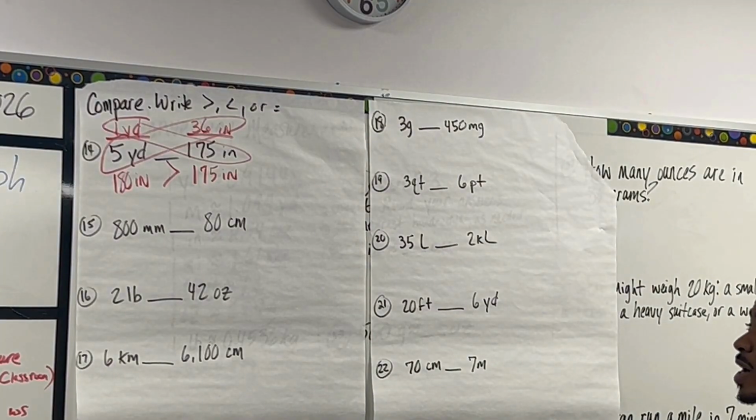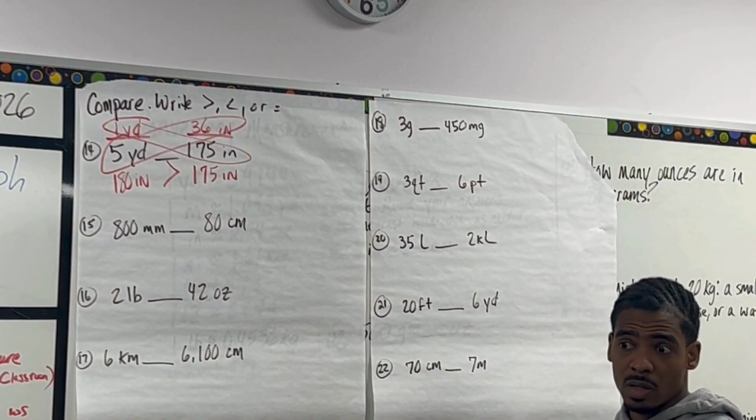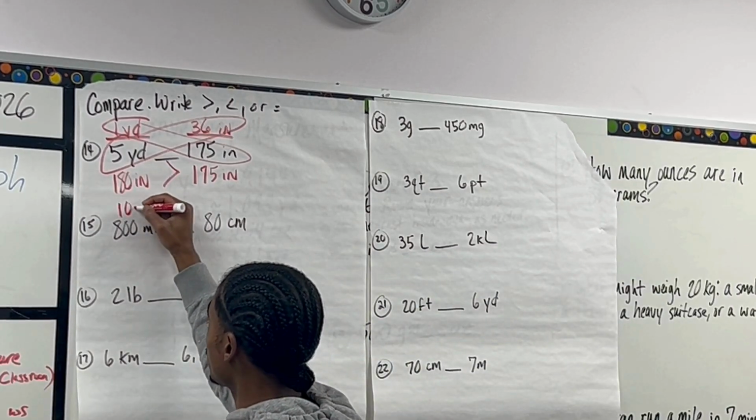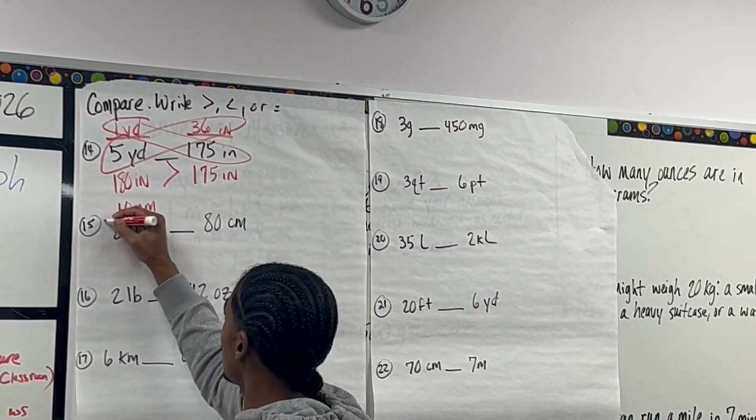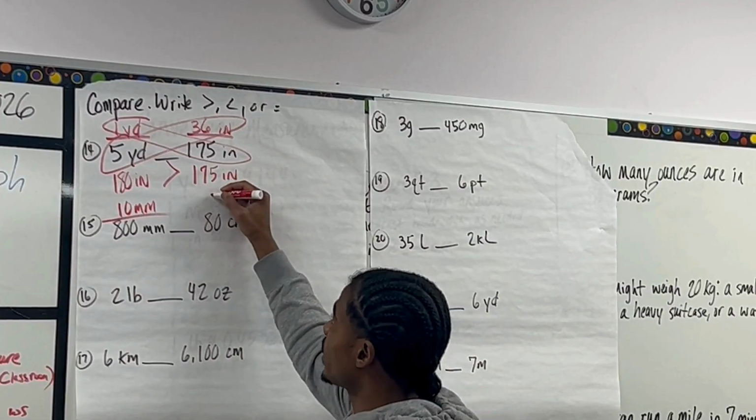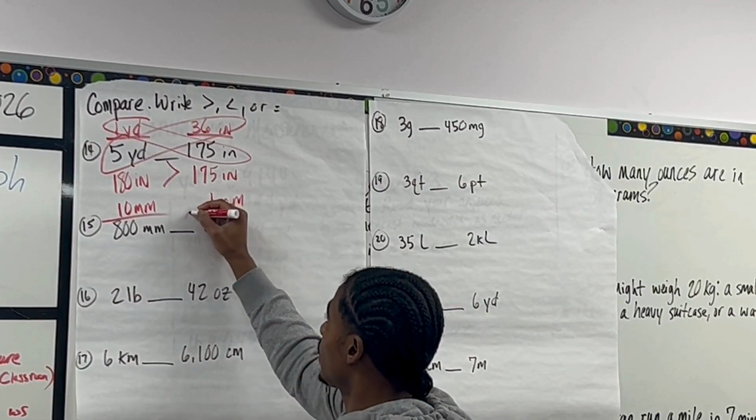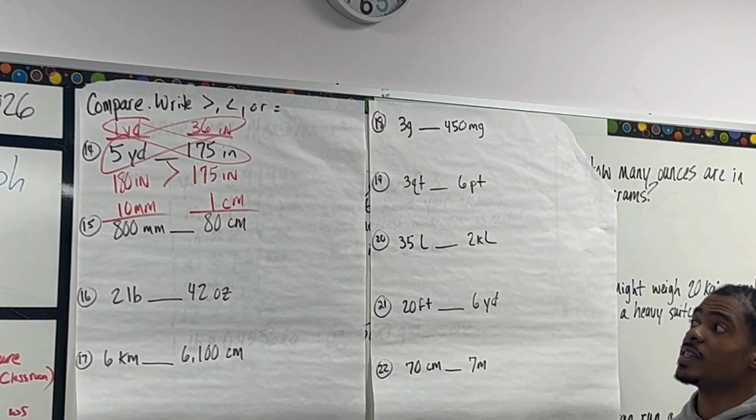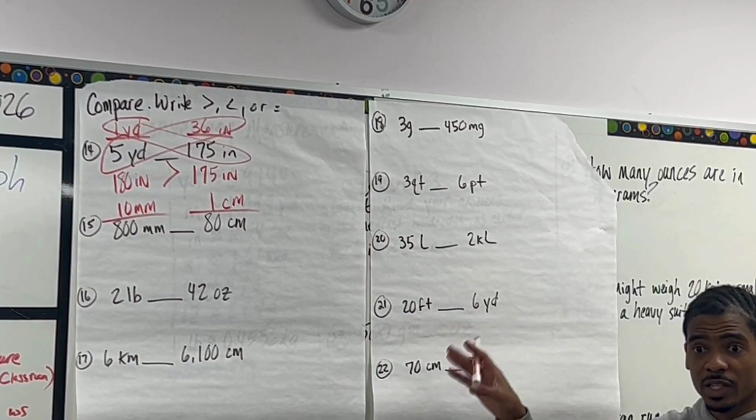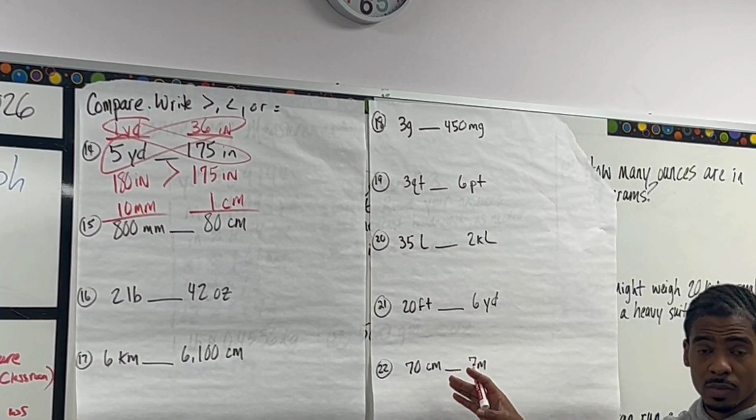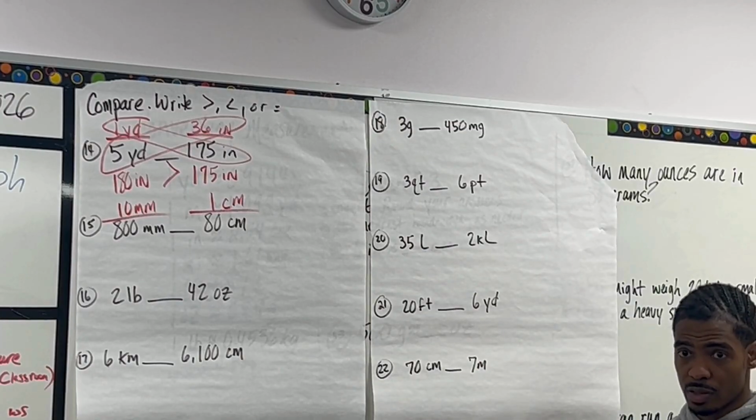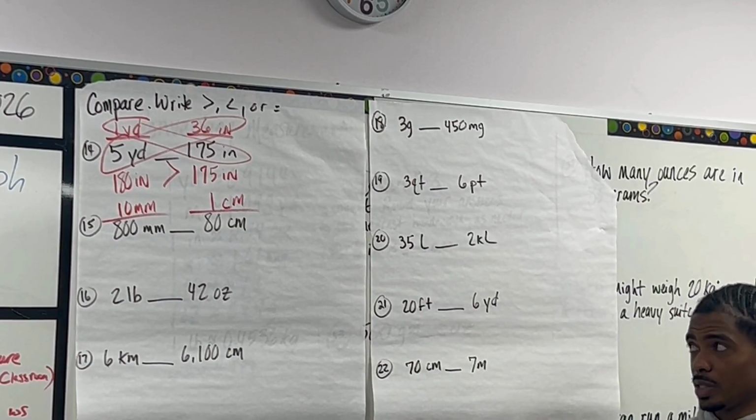All right, for this next one, we got 800 millimeters, and then we have 80 centimeters. Can somebody tell me how many millimeters are in a centimeter? Good. So 10 millimeters for every 1 centimeter. Now I've set up my proportion. Same thing. What are we dealing with in this problem? Millimeters. Okay, we're gonna deal with millimeters.